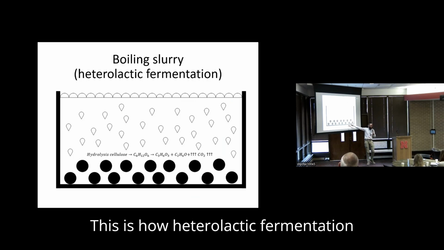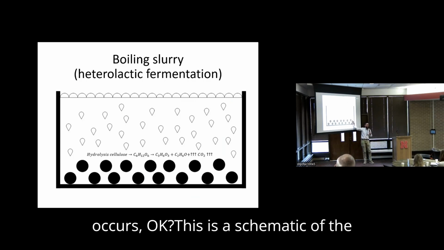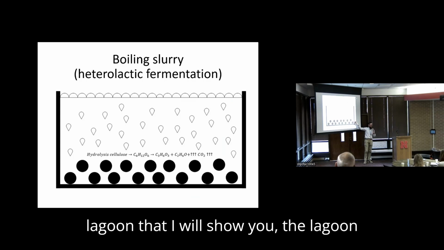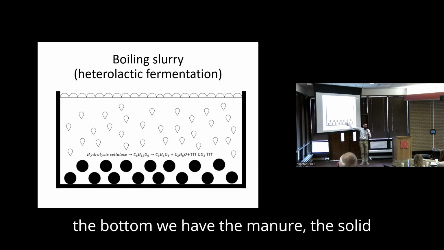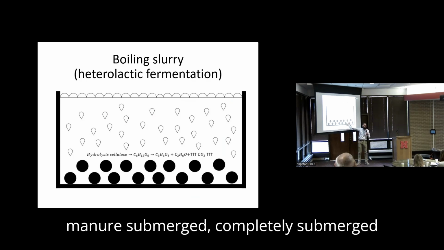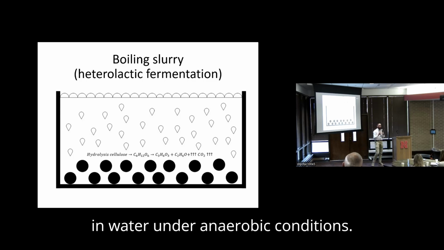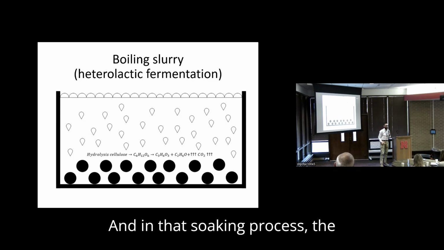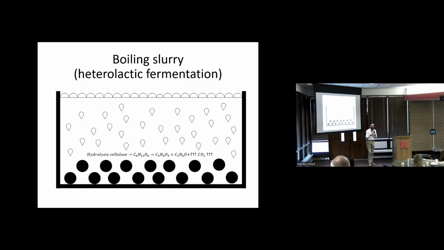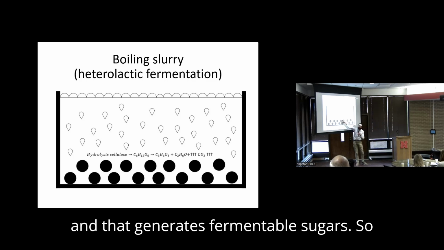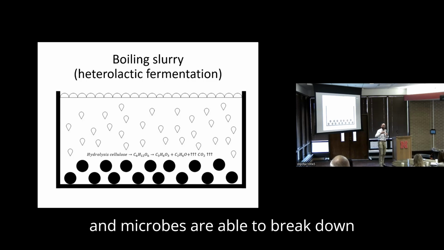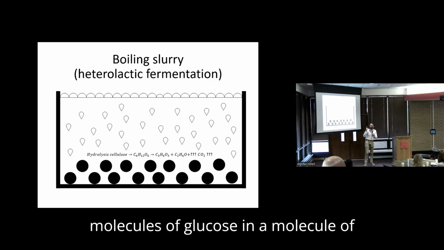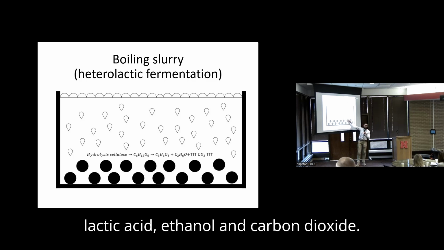This is how heterolactic fermentation occurs, okay? This is a schematic of the lagoon that I will show you later. The lagoon that I was talking about before. So here at the bottom, we have the manure, the solid manure, completely submerged in water under anaerobic conditions. And in that soaking process, the hydrolysis of the fibers takes place. And that generates fermentable sugars. Here I have a molecule of glucose. And microbes are able to break that molecule of glucose into a molecule of lactic acid, ethanol, and carbon dioxide.